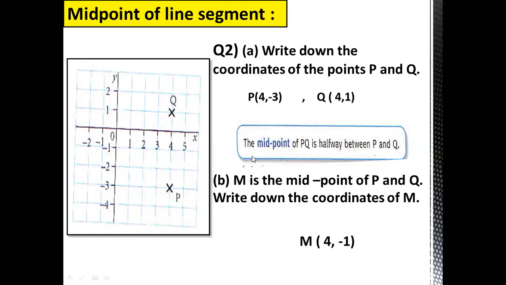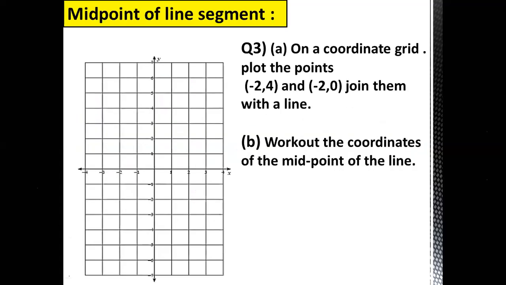Let's continue. So if I want to label the midpoint, it's here. It's (4, -1). On the coordinate grid, if I want to plot the point (-2, 4) and the point (-2, 0), and then join them by a line, how can I do that?